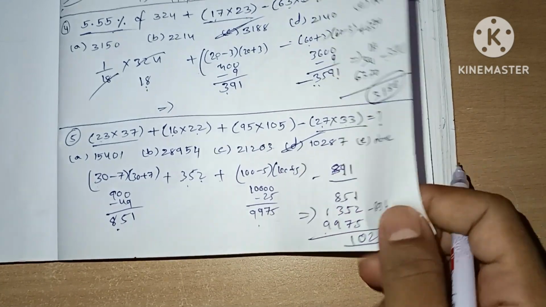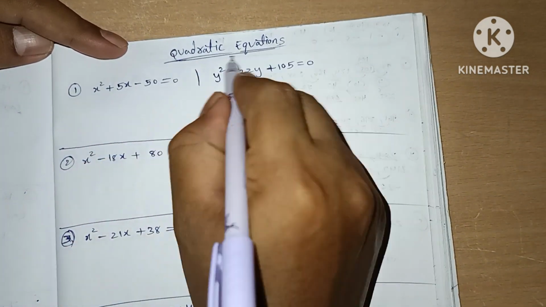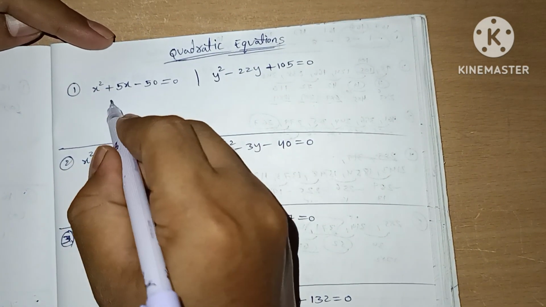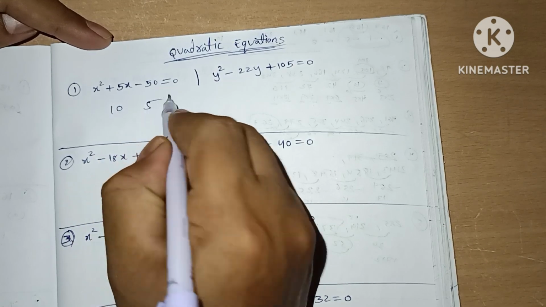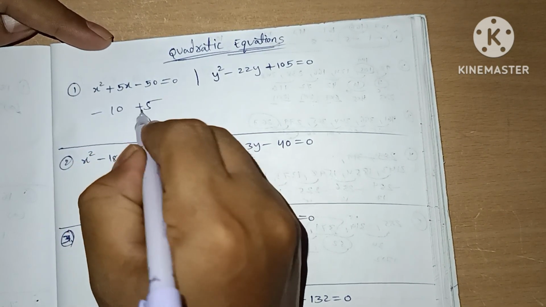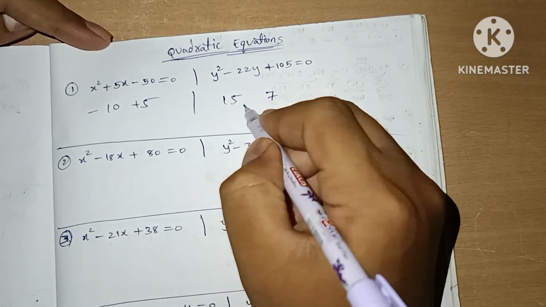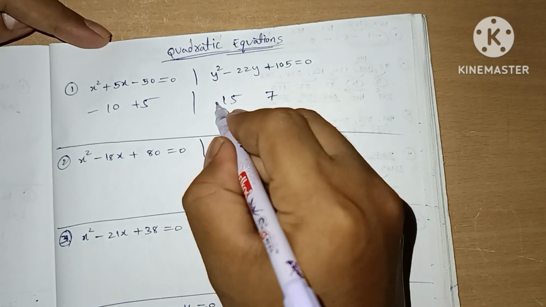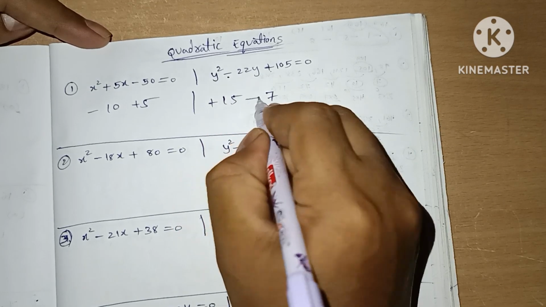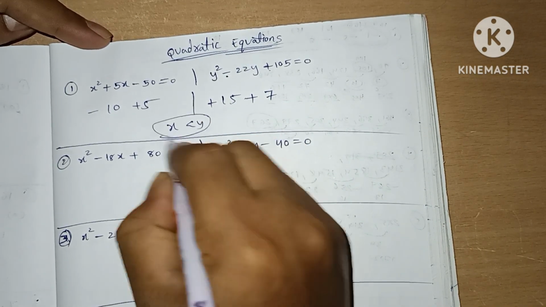Next, we are going to see quadratic equations. First question. Here it is 50. 10 5 times is 50. We get 5. Plus and minus means minus and plus are the roots here. Here 105. 15 7 times will be 105. We get 22. Minus and plus will be plus and plus. Now by comparing these two, it is clear that x is lesser than y.